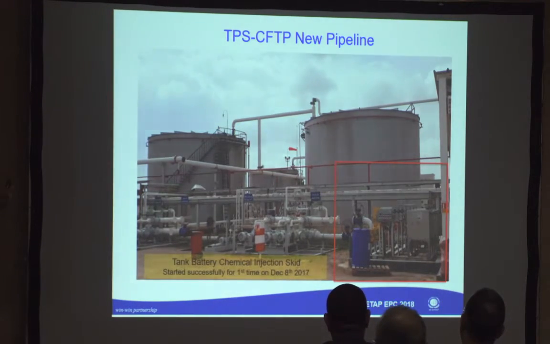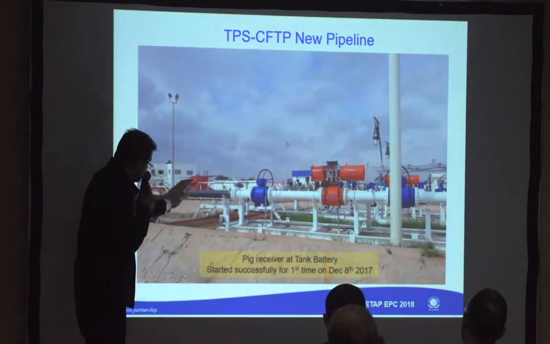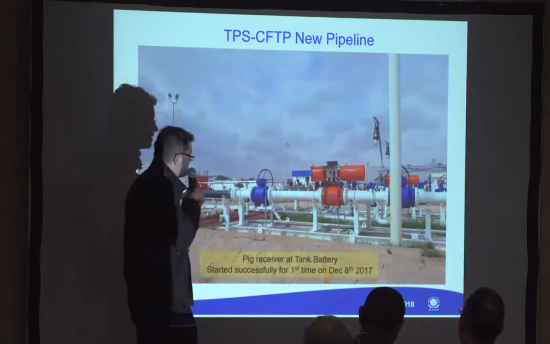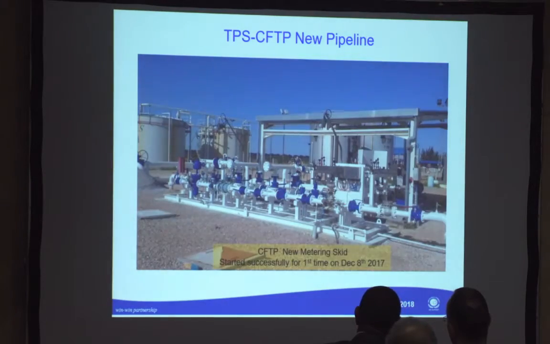Some photos, there is plenty of photos. Here pig receiver at tank battery. You can see the pipeline, the arrival of the pipeline. And here the pig receiver, the SDV, all this stuff. Pig launcher at tank battery going to CFTP. Metering skid.